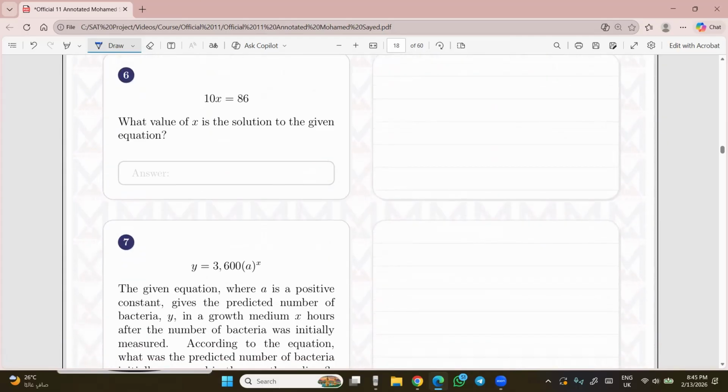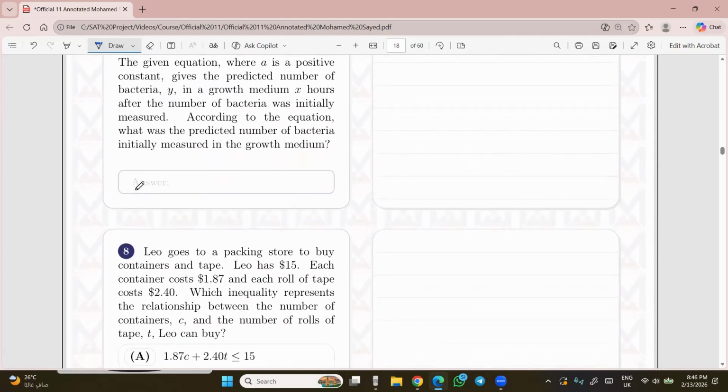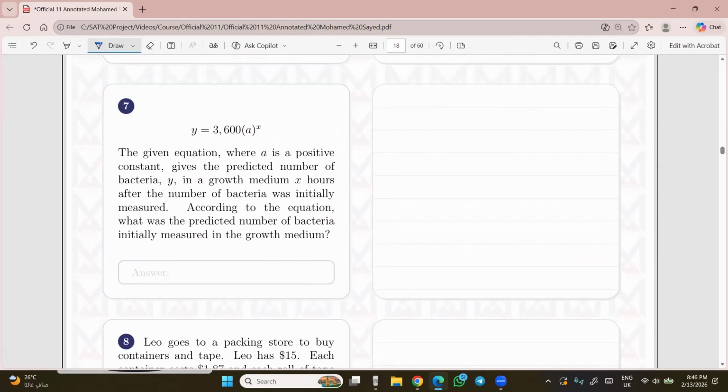Question number 6. 10x is equal to 86. What is the value of x, the solution to the given equation? That's very simple. 10x is equal to 86, and when you divide a number by 10, just put a decimal point one digit from the right. So x is equal to 8.6. The decimal point moves from here to here. Or just use the calculator if the number is a little bit harder. 8.6 is your answer.